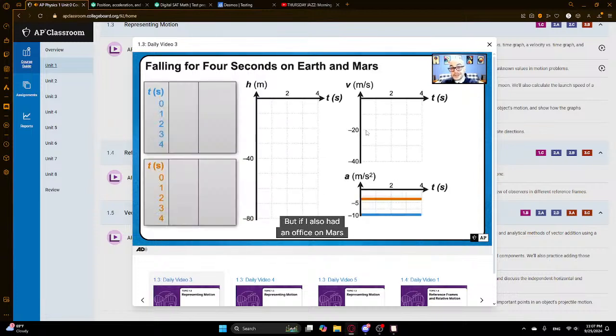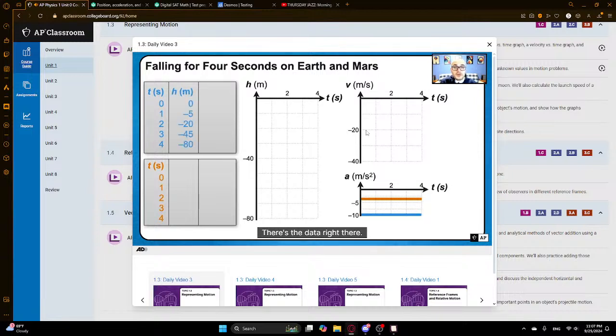But if I also had an office on Mars and I was dropping pineapples there, that would raise a lot of interesting questions, not the least interesting of which would be how fast do they fall? Well, let's figure it out. On Mars, the acceleration is less than on Earth. So let's figure it out. We're going to graph the position of an object dropped on Earth as a function of time.